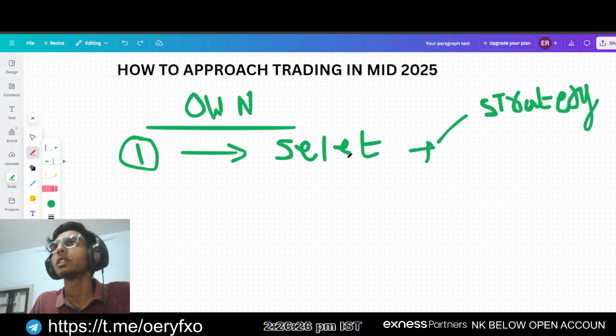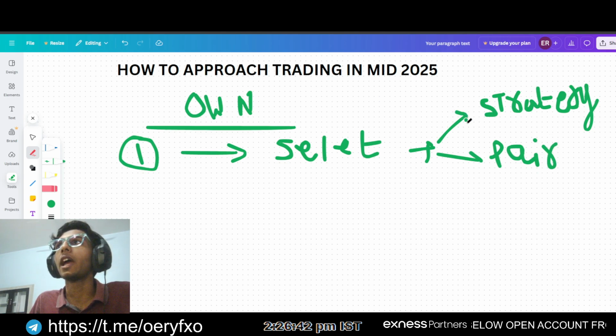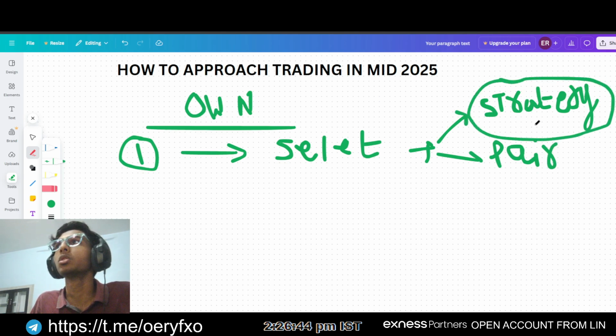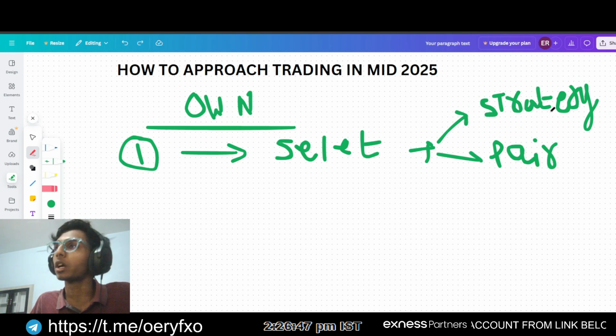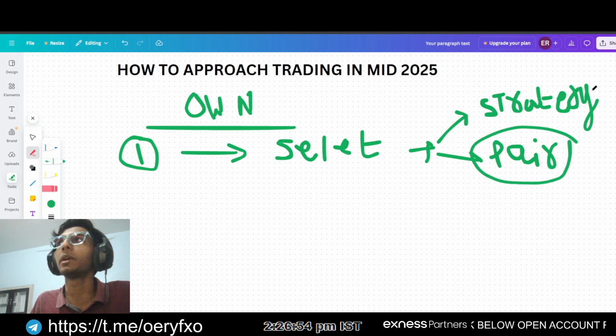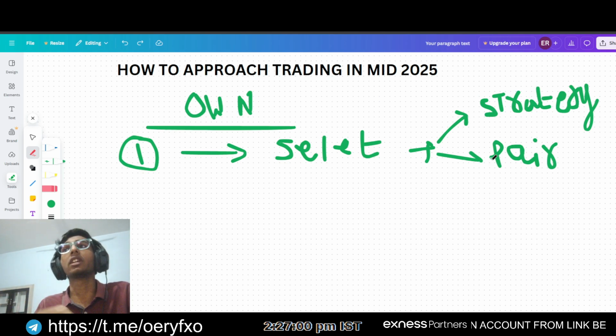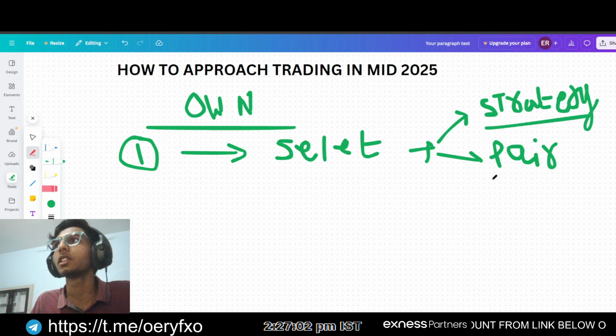Second, after selecting a strategy, you have to select the pair you want to trade. Even if you select any strategy, you have to check how the pair is moving, how the pair is reacting, what the nature of the pair is. So you have to select a single pair first, use that, and practice on that. So first strategy, then pair.